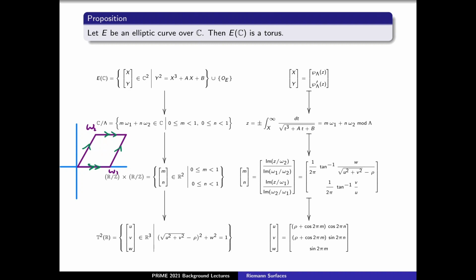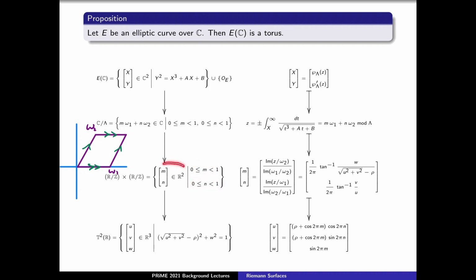And now what we are going to do is map the points inside the complex numbers modulo the lattice to this set here, which is the Cartesian product of the real numbers modulo the integers with itself. And all that we are going to do is send the entries m and n to the pair (m, n) in R^2. And so the same m and n are going to satisfy 0 ≤ m < 1, 0 ≤ n < 1.